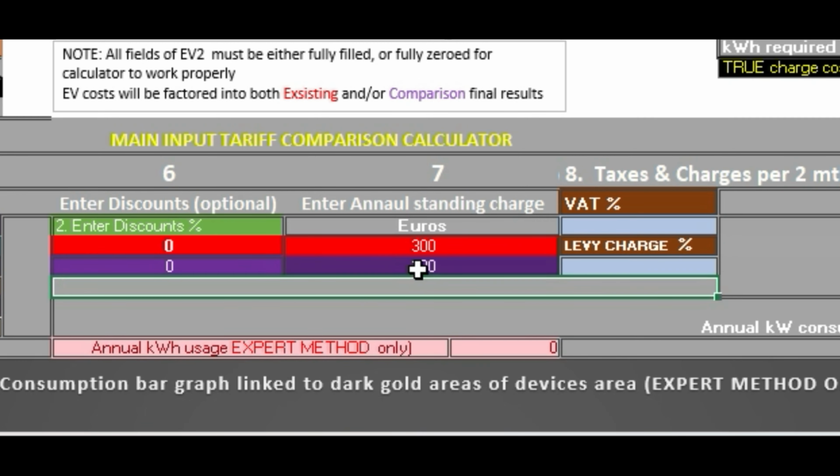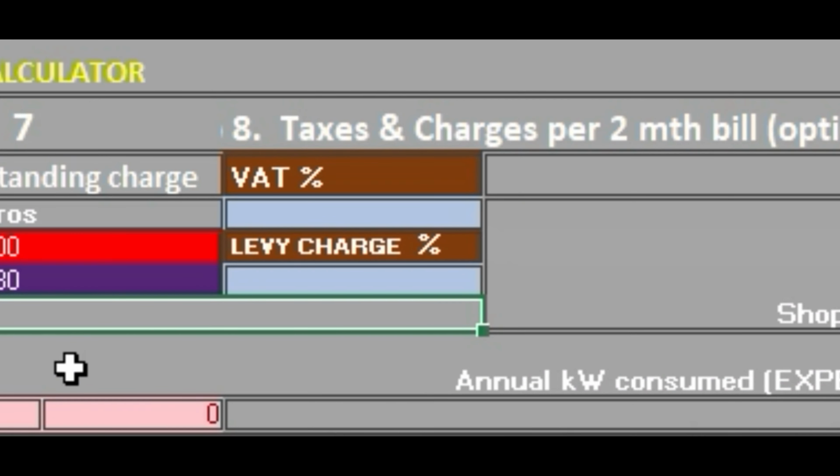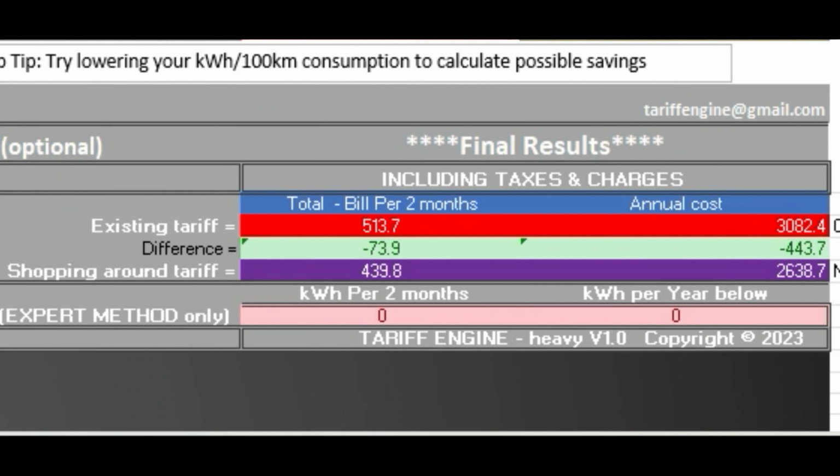It's up to you whether you want to shop around including or excluding discounts or charges, but here's where you can add them if needed. And that's it, we have our totals, and within seconds we can see the difference. We can already see that the new tariff is smaller than the older tariff, so the difference displayed in the middle is telling us how much we're saving both per year or per 2 monthly bill cycle.